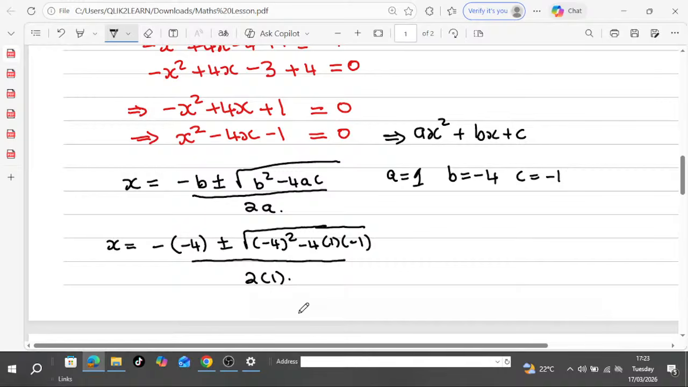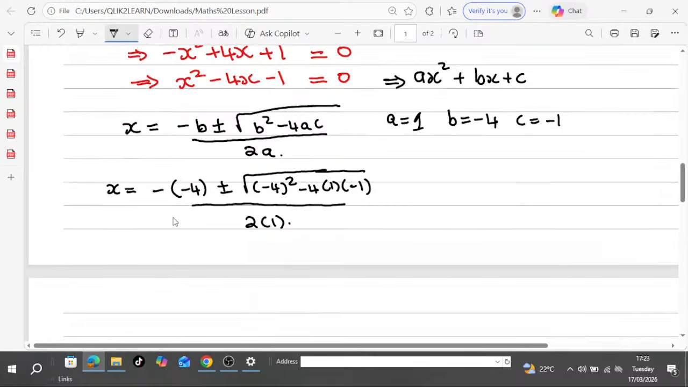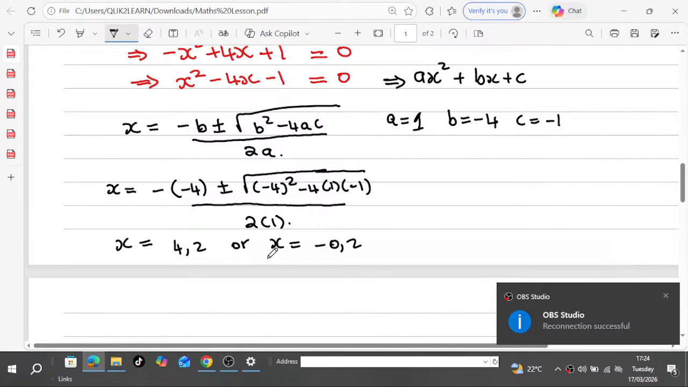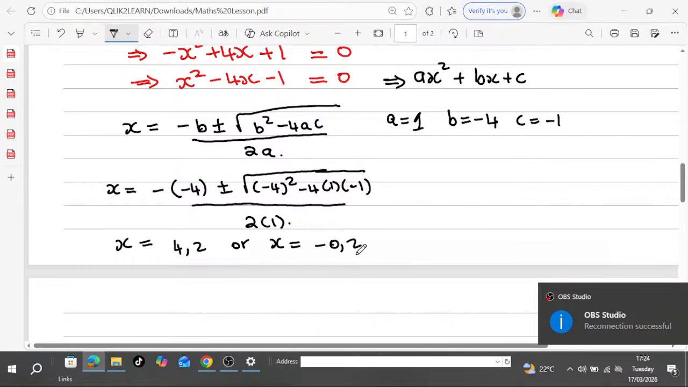Okay, please try to punch this on the calculator. They are equal at x equals 4.2 and also at x equals negative 0.2.